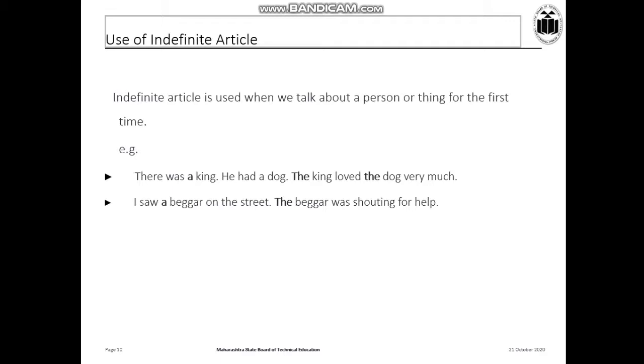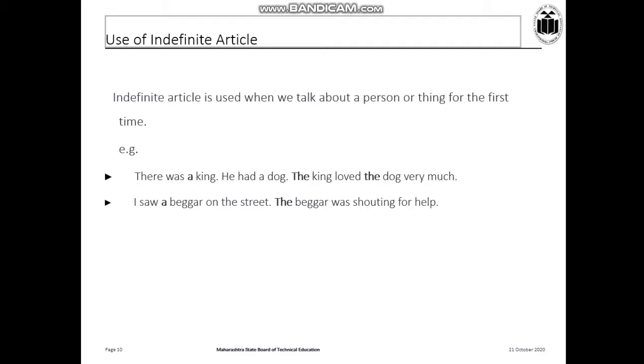The king loved the dog very much. So that particular king loved that particular dog, whichever he had, very much. So here we are specifying that king and that dog. Hence we are using the article the here.